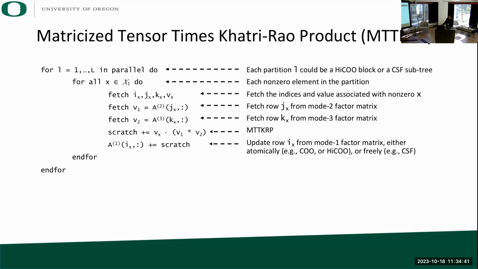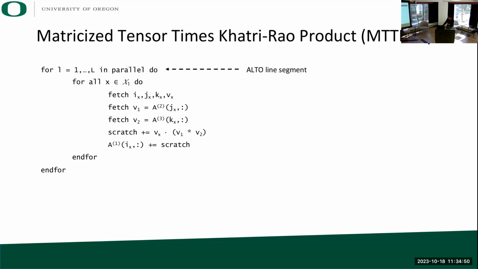But remember, with CSF, you have to have n copies of the tensor if you wanted to do it synchronization free. So that can be very expensive in terms of storage. Now, if you do this using the ALTO format, each of these parallel partitions are ALTO segments, and then you fetch the ALTO index. So now you only fetch one index versus 3 or n for n-dimensional tensors. And then you have to go through a decoding process.